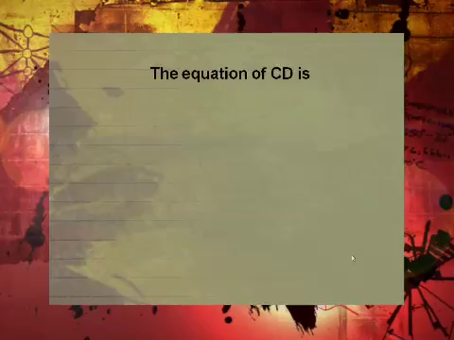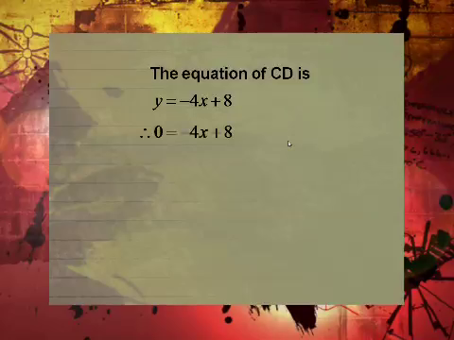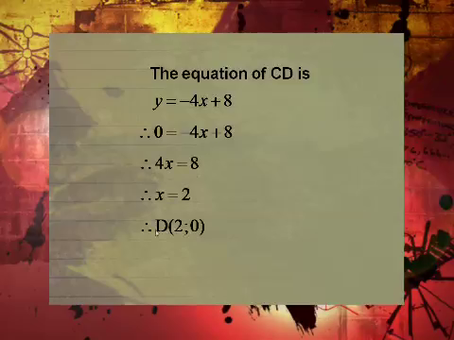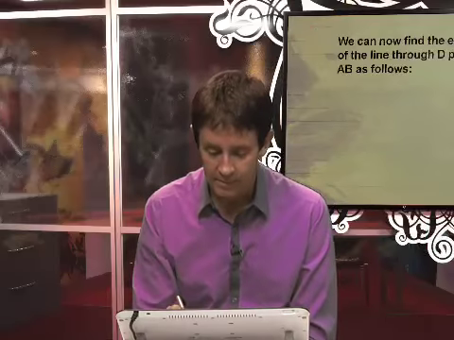Now have a look here. If you look at the equation of CD, that's what it is. We worked it out previously. If you let y be 0 and solve for x, you're going to have the point D being (2, 0). Now that is a point on the line.